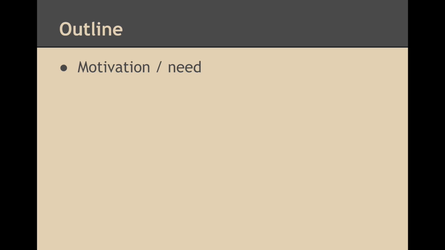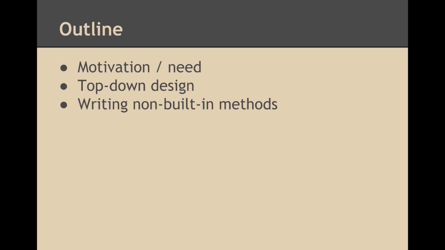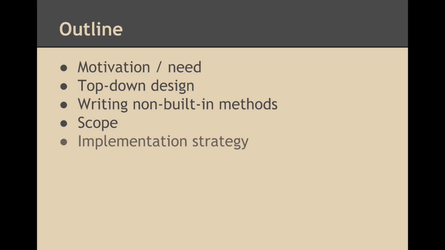Later videos for Chapter 6 will talk about top-down design. We'll talk about how to write non-built-in methods, so methods that aren't the draw method or setup method, for instance. We'll talk about scope. Again, that's something that we've mentioned tangentially in previous chapters. We'll go into that in more detail here. And then we'll also look at an implementation strategy for the order that we write our methods in when we have a lot of them to write. All of this, after the motivation and need part, will be done in the context of the chapter example, which is that Solopong application.